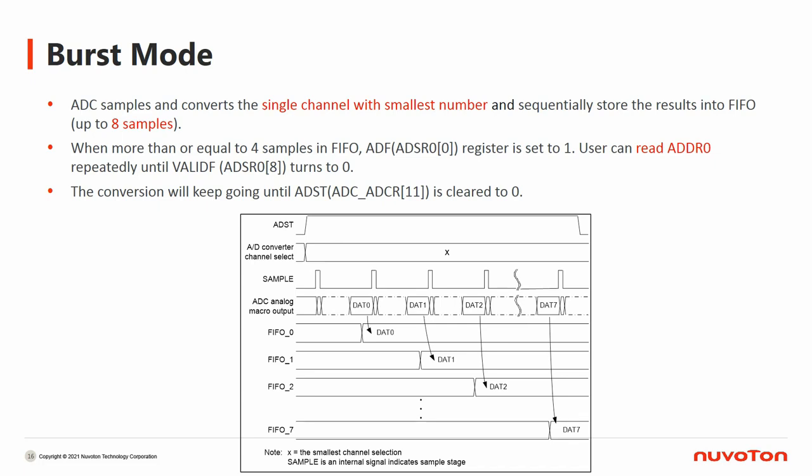VALIDF, the valid flag, will be set to 1 when there is valid data in ADDR0. The user can read ADDR0 repeatedly until VALIDF turns to 0. The conversion will keep going until ADST is cleared to 0.